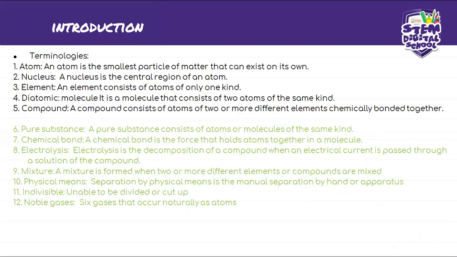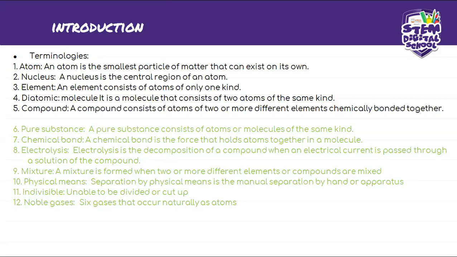Now, before we continue, let's look at some terminologies that are new to us or some we know. We are going to look at the atom, which is the smallest particle of matter that can exist on its own. We will also be looking at the nucleus, which is the central region of an atom. We will be looking at the element. An element consists of atoms of only one kind. Then we will look at the diatomic molecule. It is a molecule that consists of two atoms of the same kind.